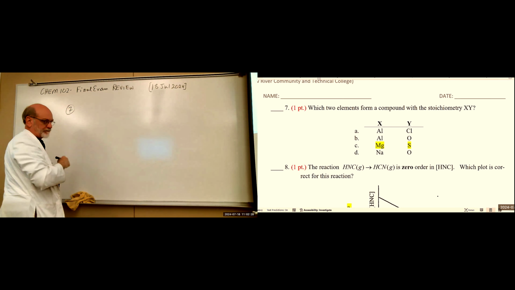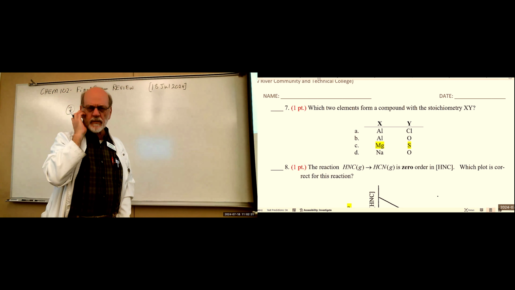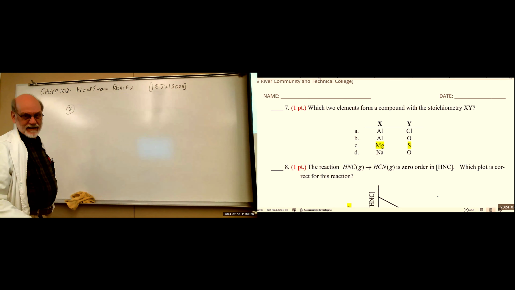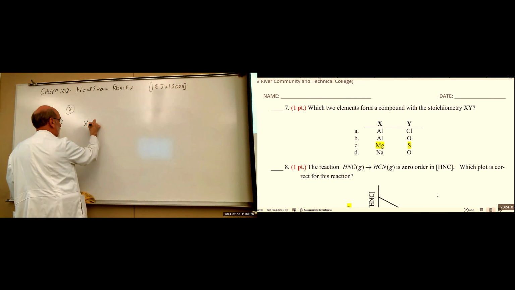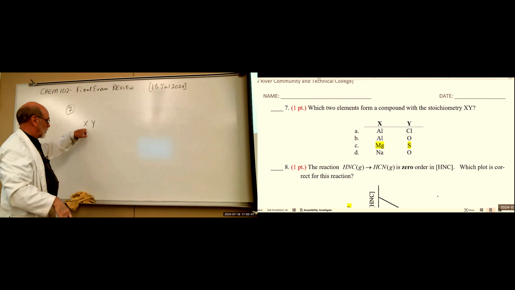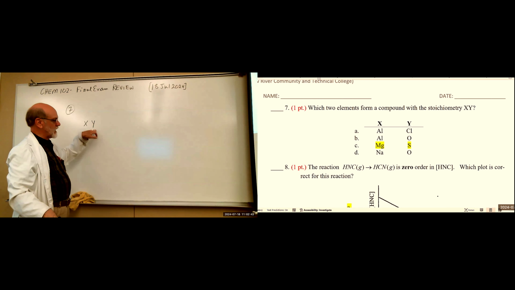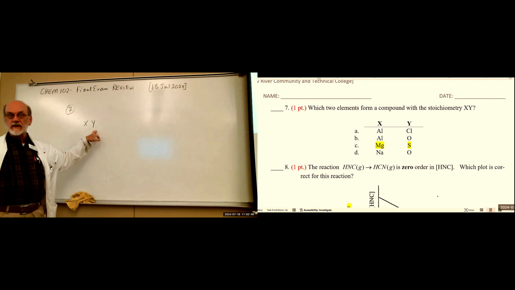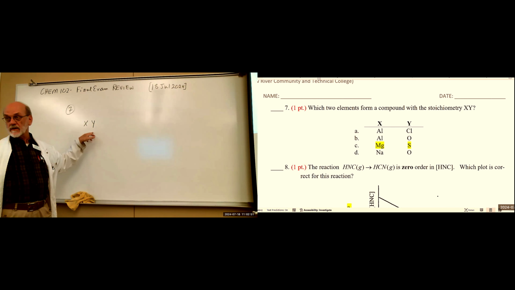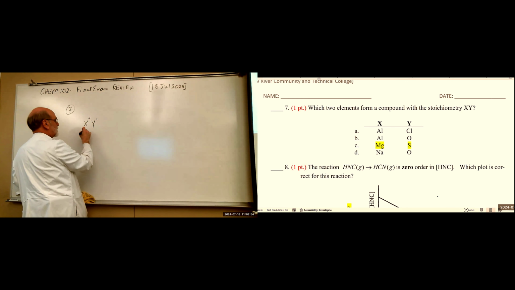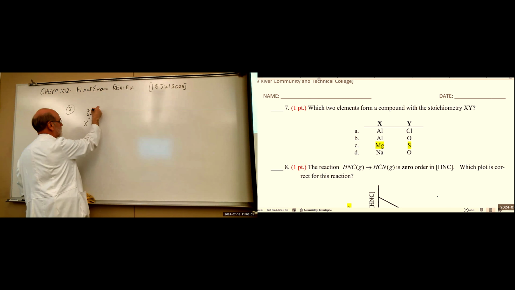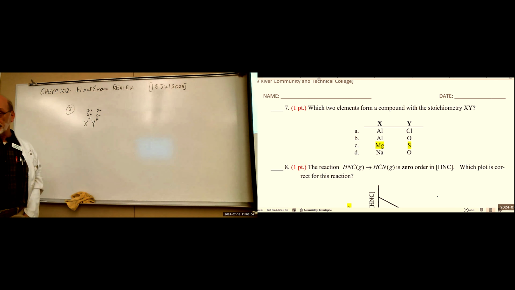Seven. Which two elements form a compound with a stoichiometry XY? If you're going to have a stoichiometry of XY, that means one cation, one anion, and they have to be opposite charges but equal in magnitude because you only got one of each. So it could be a 1 plus and 1 minus, it could be a 2 plus and a 2 minus, it could be a 3 plus and a 3 minus. As long as they're equal.